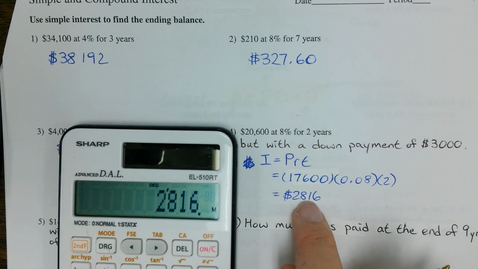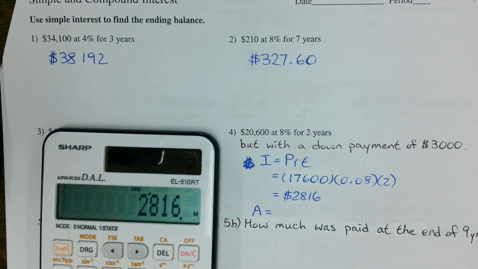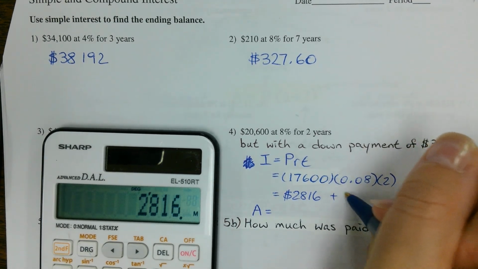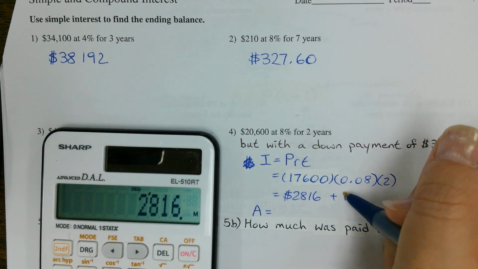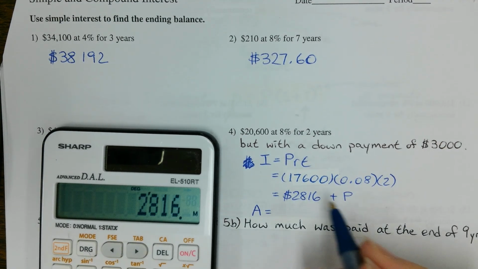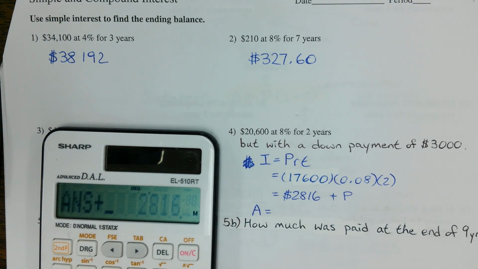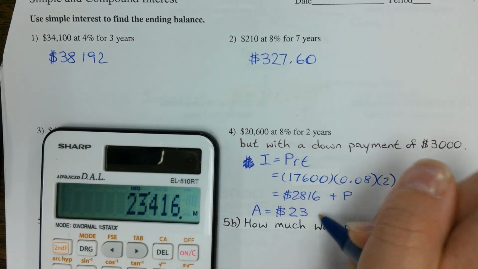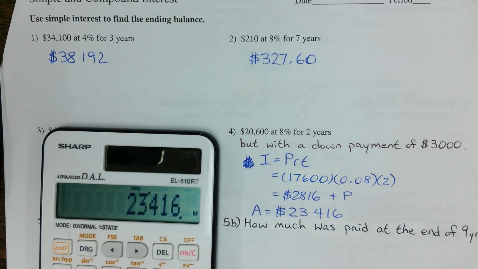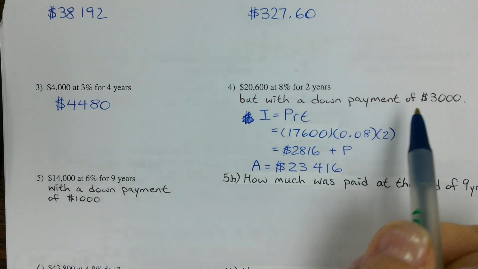See, I equals that, so it's interest. How do we calculate amount at the end? Plus your principal. So interest plus principal gives you that. So plus 20,600. That means at the end, how much did you pay for that car? 23,416. Okay. So this is a little tricky.